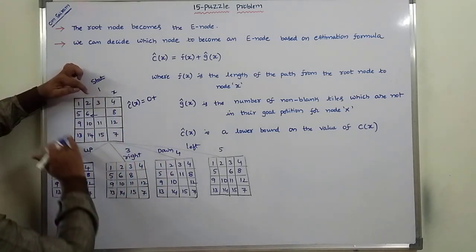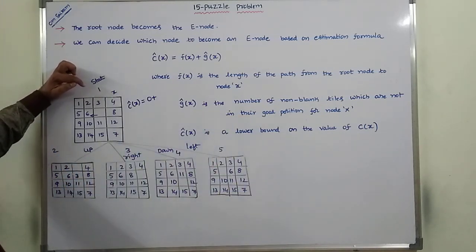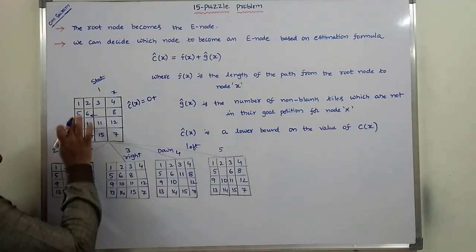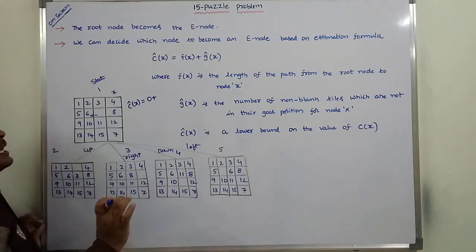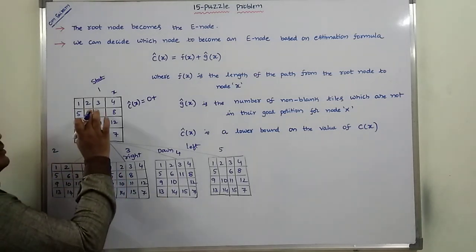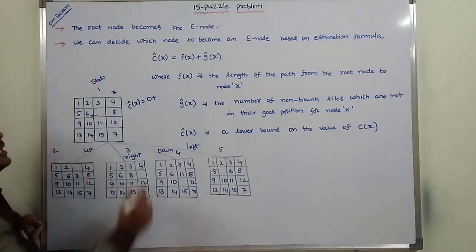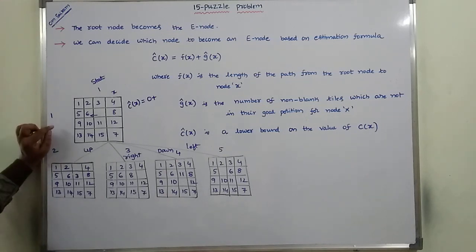Comparing this root node with the goal node. Okay. So, 4, it is already there in the correct position. 5, it is already there in the correct position. 6, it is already there in the correct position. Okay. 7th, it is not there in the goal position. Okay. So, that is one wrong. Okay. Number of non-blank tiles which are not in the goal position.